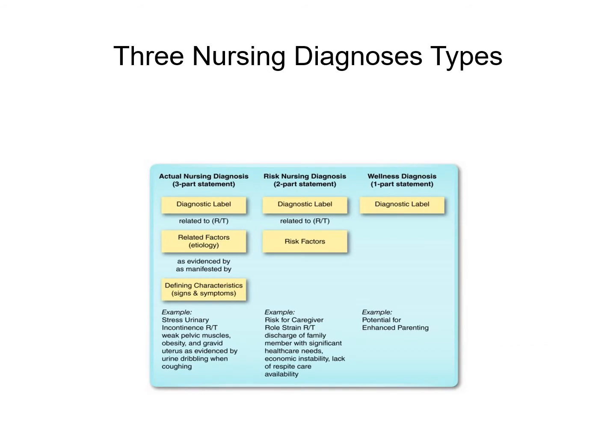And there are three different nursing diagnosis types. They are the problem-focused nursing diagnosis, with the three parts: the diagnostic label, the related-to factors or the etiology, and lastly the defining characteristics, which should include subjective and objective. Risk nursing diagnoses have the diagnostic label with the risk factors, and wellness diagnoses just state the nursing diagnosis.